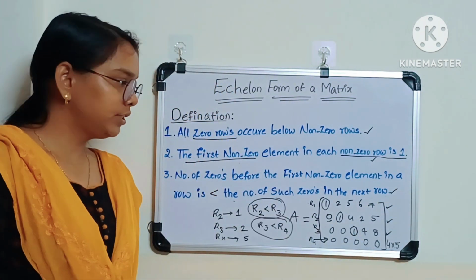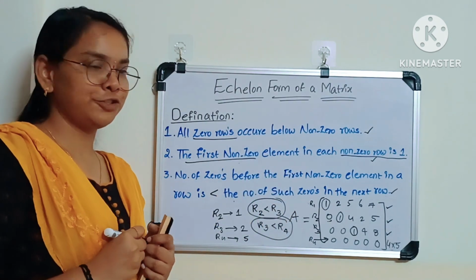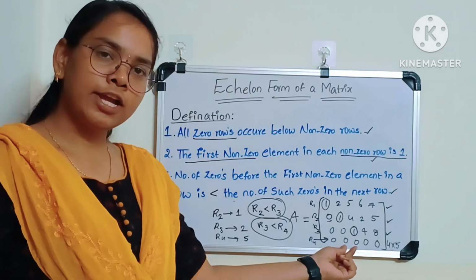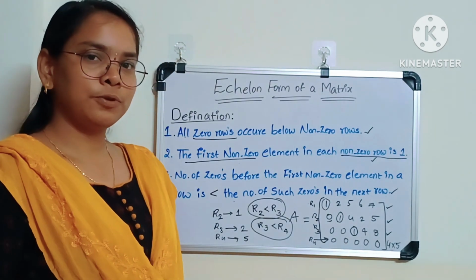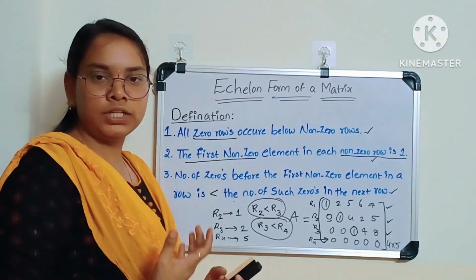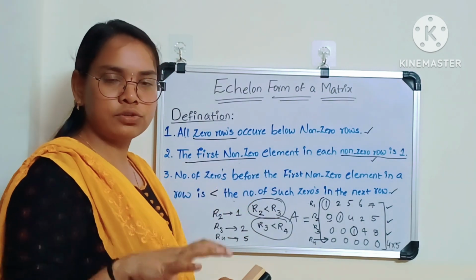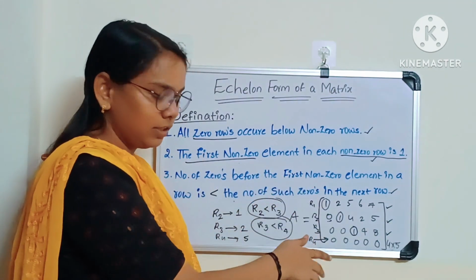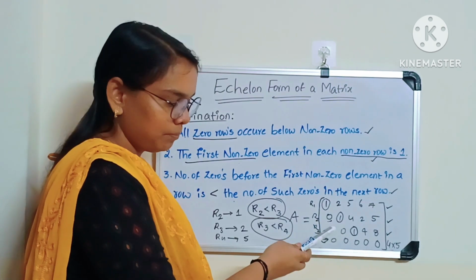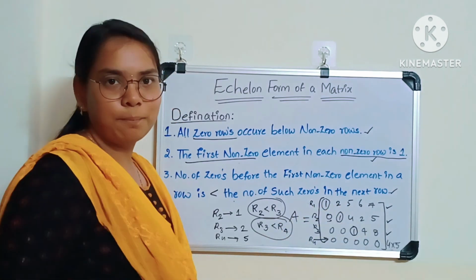That means it's satisfying all the 3 statements or conditions. So we can say that the given matrix is in echelon form. In these 3 steps we can confirm whether the final matrix we solve is in echelon form or not. In a simple way, you can identify that it's like an upper triangular matrix.